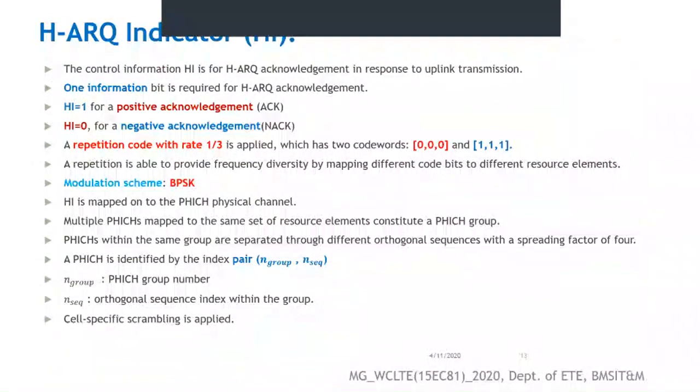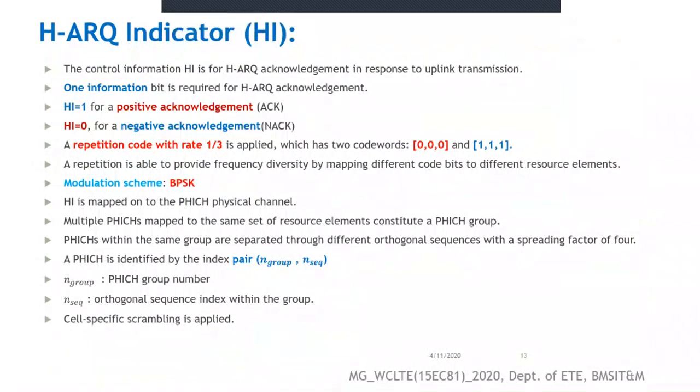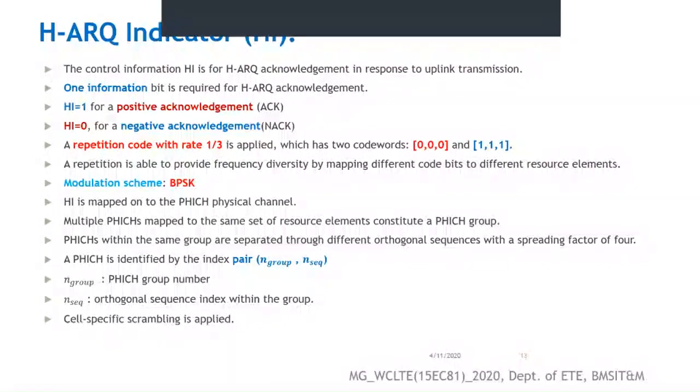So this is all about three different control information and how that will be mapped onto three different physical channels. So what type of channel coding is used, what type of modulation is used, and which waveform symbol will be occupied by which channel. So that is what we have discussed.